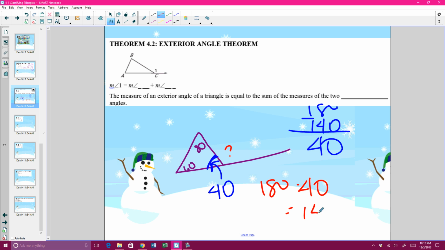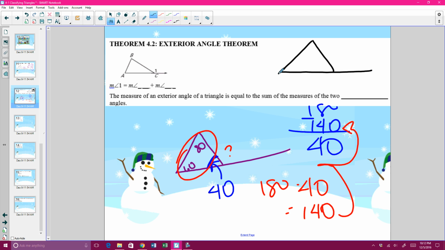But look, we've already gotten 140 up here. 140 came from these two angles over here. So let's test this out again. Let's say this is 60. This is 40. Okay, well 60 plus 40 is 100. That means the interior angle is 80, which means the exterior angle is 100, but I already got 100 from these two angles right here. So this theorem is the exterior angle theorem.